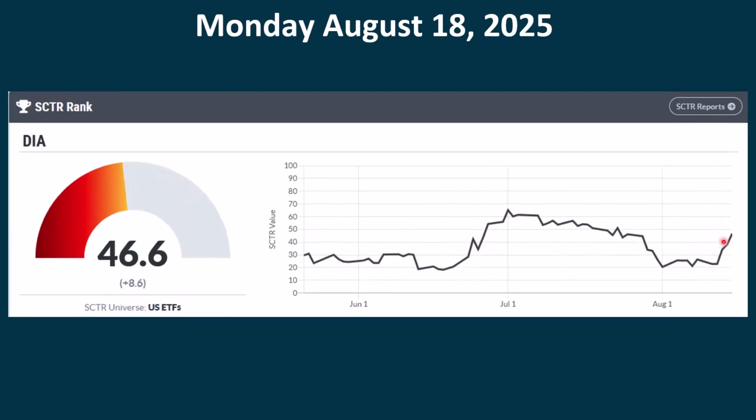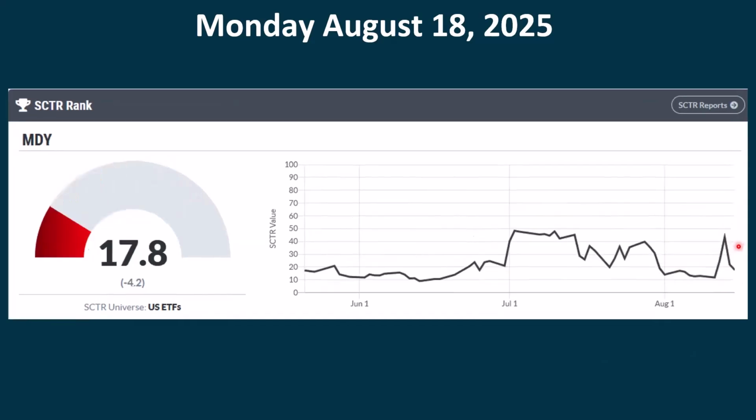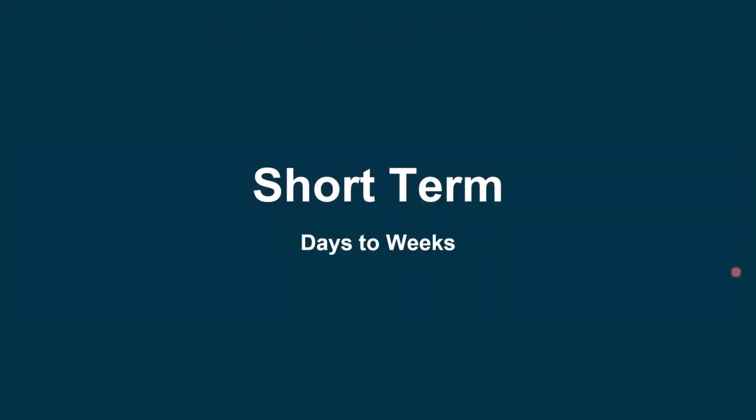Then we have the Dow, which did set an intraday all-time high, not a closing high, but that was set on Friday, and it is improving, but still below 50 at 46.6. Then in last place are the mid caps. They were also improving. They got up into the 40 range, and then in Thursday and Friday's action, dropped all the way back down to 17.8.